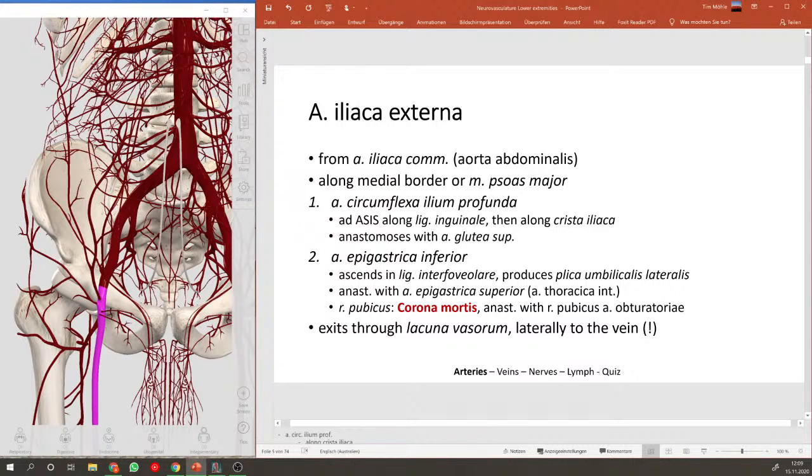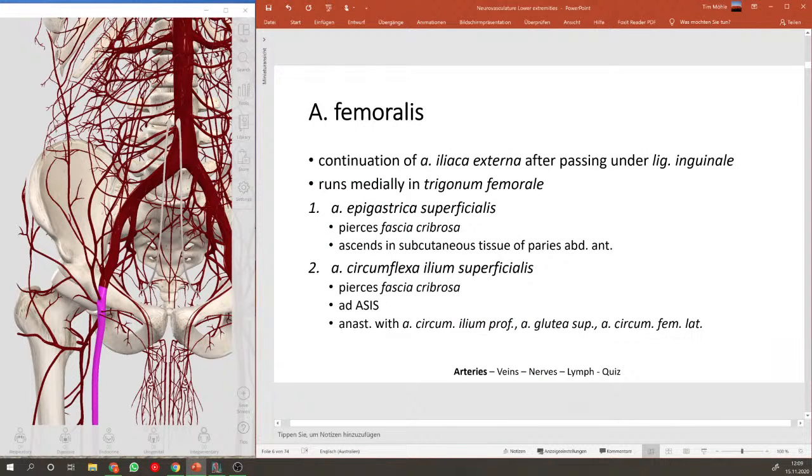Now, arteria femoralis. So the femoral artery is the main supplying vessel for the leg, and therefore it's really important. It's also clinically important because it serves as an entrance point if you want to access the arterial system, for example, during catheterization for the heart. The femoral artery, again, is the continuation of the external iliac artery, and it will run laterally to the vein. So this is also an important relationship.